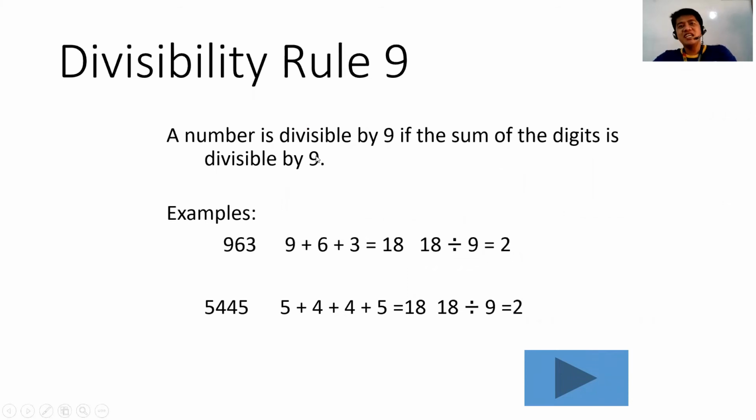Divisibility rule number 9. Divisibility rule number 9 ay medyo kagaya lang siya sa divisibility rule number 3. Ia-add lamang natin ang mga digits doon. At kapag ang sum ay divisible by 9, it is divisible by 9. For example, 963, 9 plus 6 plus 3 is equal to 18. And 18 is divisible by 9. So, it is divisible by 9. 5,445. 5 plus 4 plus 4 plus 5 is equal to 18. And 18 is divisible by 9. So, therefore, 5,445 is divisible by 9.